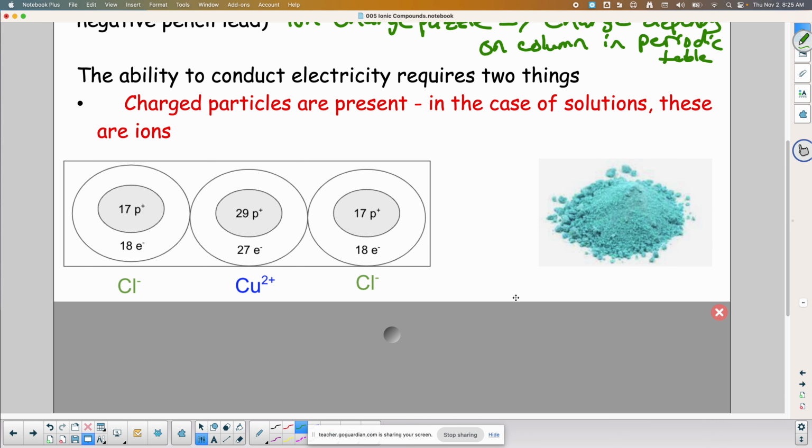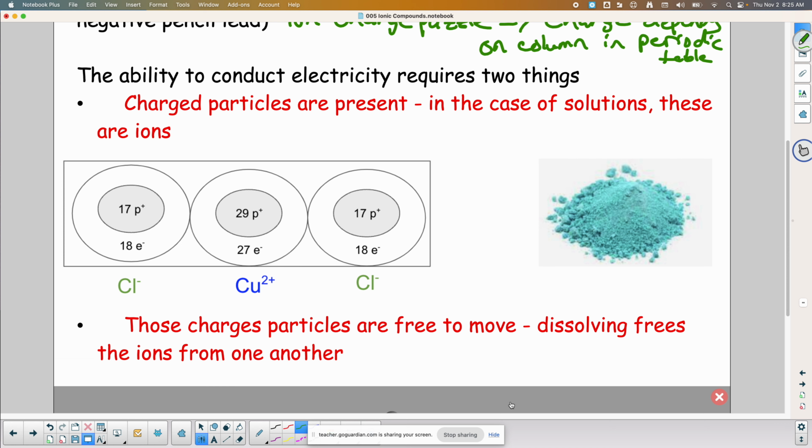The other thing that was required to conduct electricity is that the charged particles have to be free to move. Dissolving basically is going to have to free the ions from one another. So knowing that it's made of ions and that it doesn't conduct like this, where the charged particles aren't free to move, but it does conduct when it's dissolved in water, the inference here is that dissolving it breaks whatever's holding the positives and negatives together.